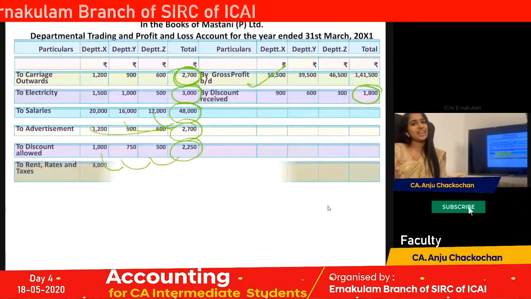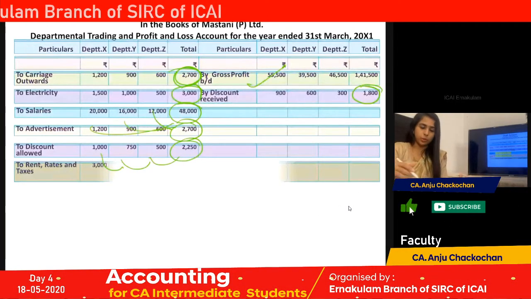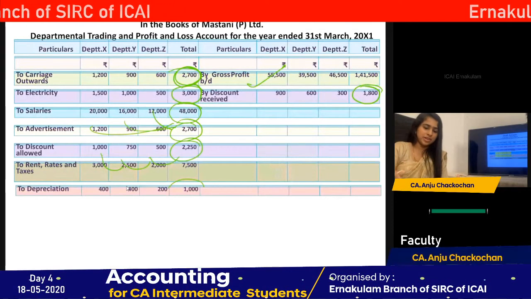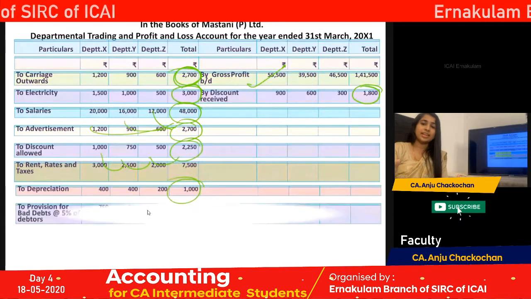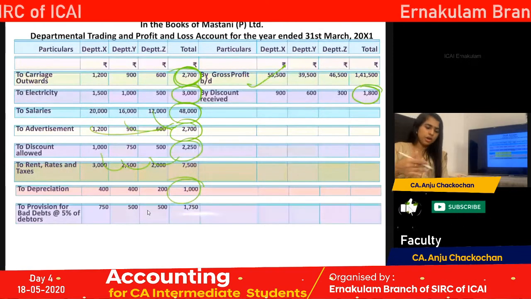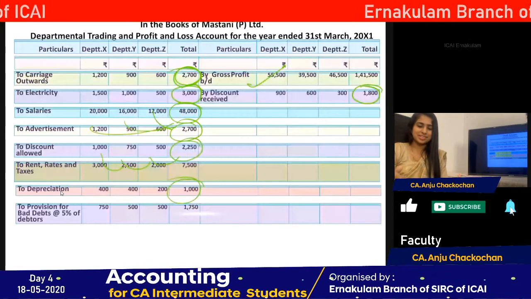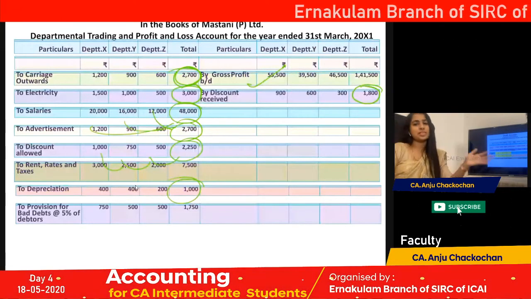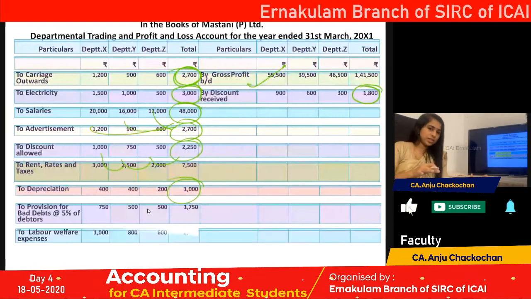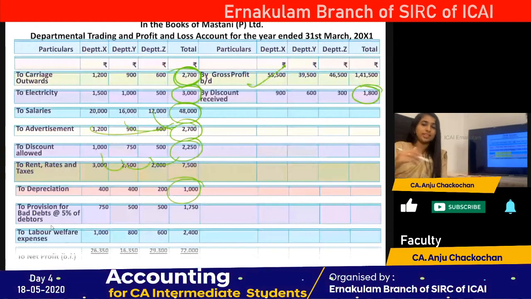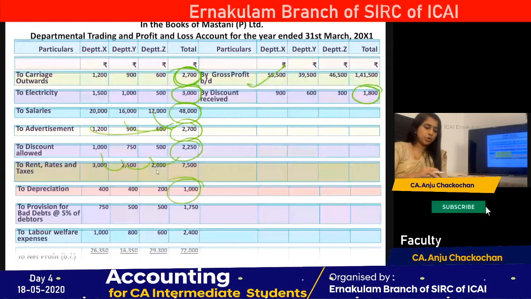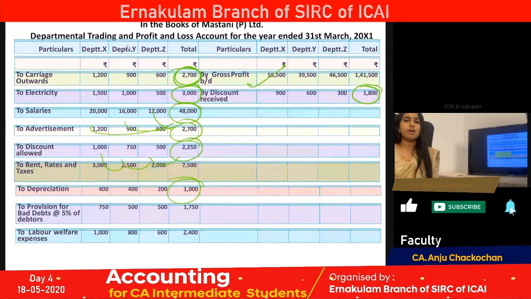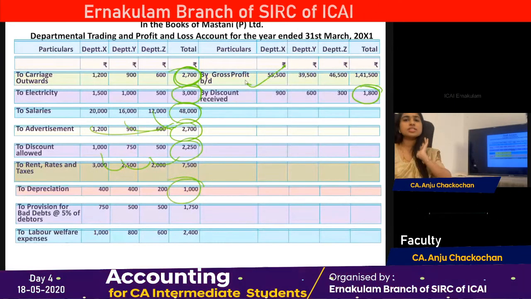Rent, rates, and taxes on the basis of floor space. We have allocated that amount as well. Depreciation on the basis of value of furniture, and provision for bad debts was on the basis of debtors, or straight away you can compute it on the debtors amount as 5%. And labor welfare expenses on the basis of number of employees. So once you're done with all these allocations, you get the net profit. All right, students, make it fast, compute the net profit yourself, give me the answer of net profit. Yes, make it fast.